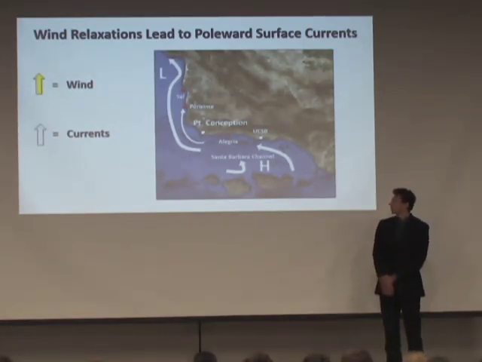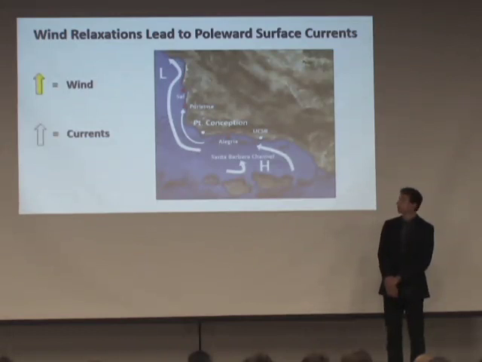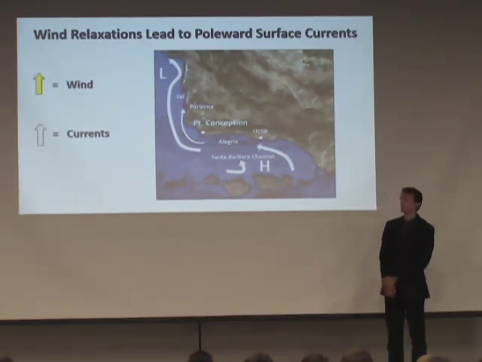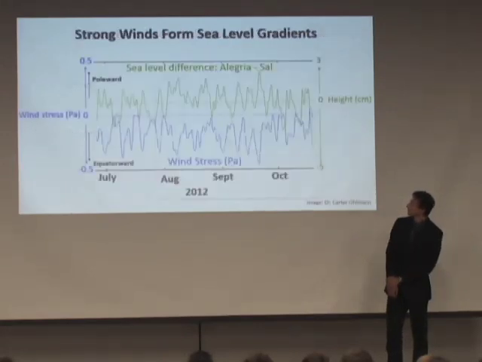When the wind is blowing strongly, we see a region of sea level difference develop, where a region of high sea level develops in the Santa Barbara Channel, where the H is, and a region of low sea level develops north of Point Conception, where the L is. Now, let's take a look at this a little bit further.